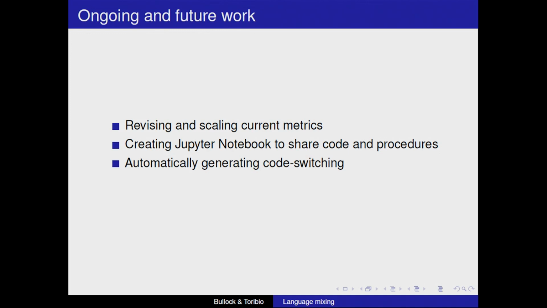So what we're doing right now is revising and scaling our metrics, particularly memory, which doesn't get as much in natural language. We have our code already available in GitHub, so if you want to try running these metrics or tagging your data, you can do so. But we're going to make it look nicer through a Jupyter notebook or some such thing. And then we're working on automatically generating code switching, since it's hard to find actual code switching out there.